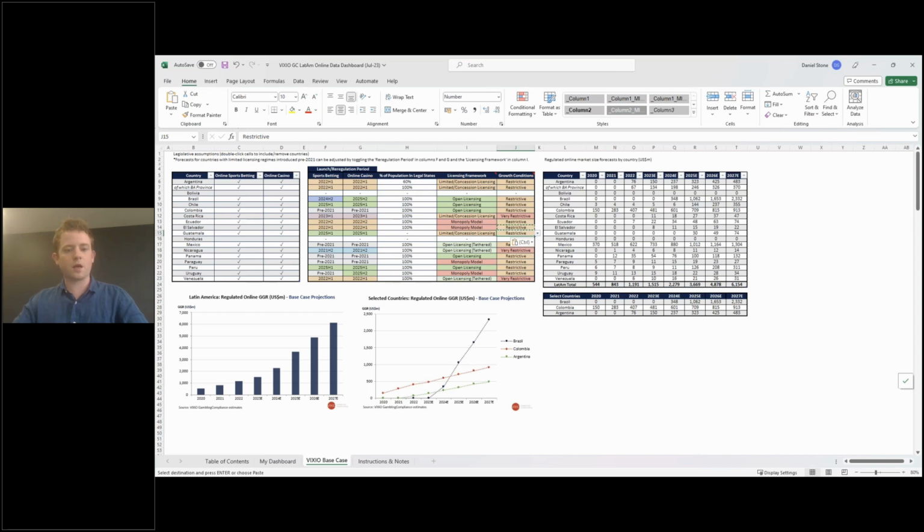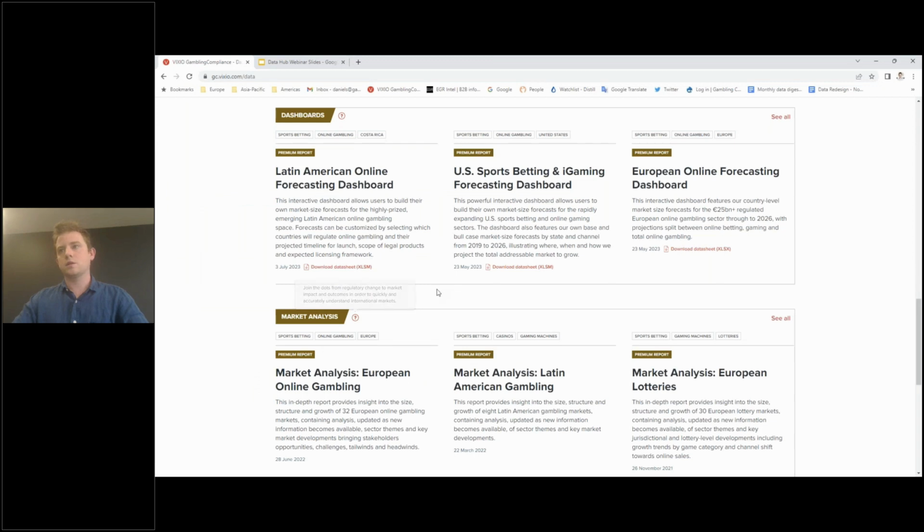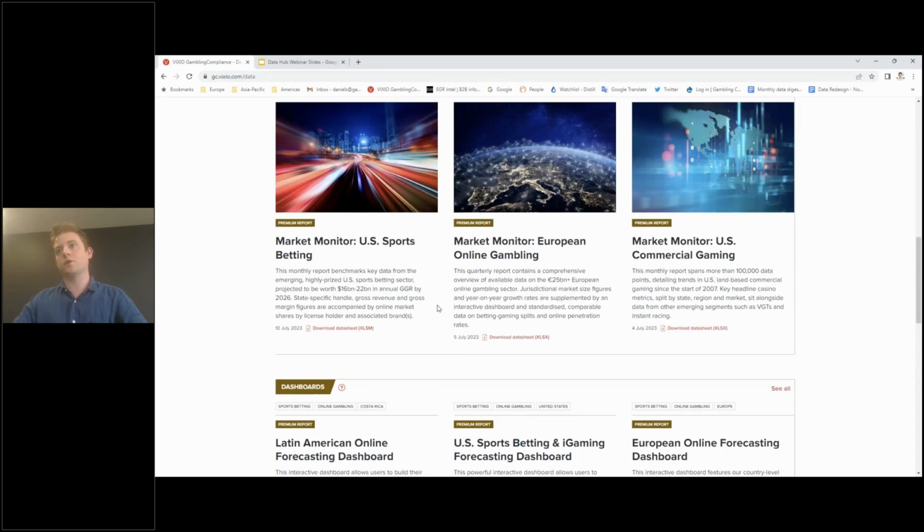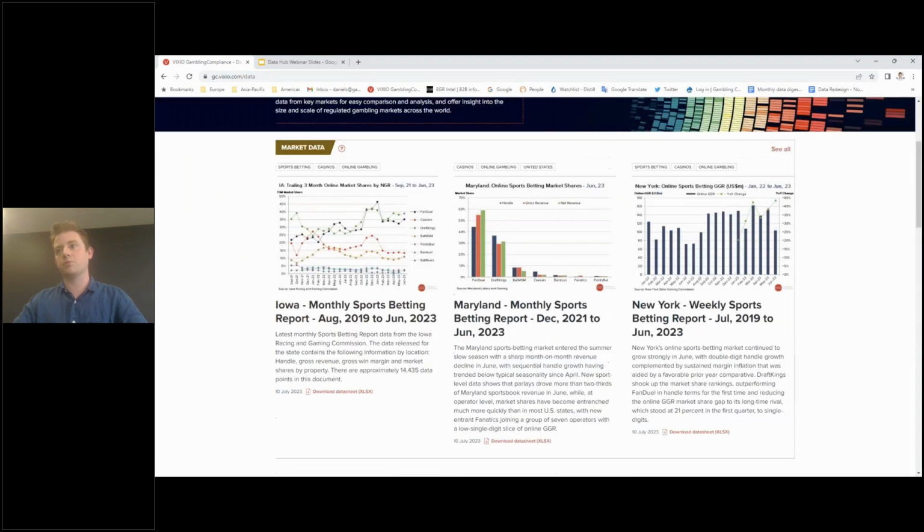So just to sum up, our forecasting dashboards can be used to support market entry and M&A scoping projects, to validate or challenge internal assumptions, and to inform decisions around resource and budget allocations. So those are just a few examples of just a few of our content pillars within the broader Data Hub product.